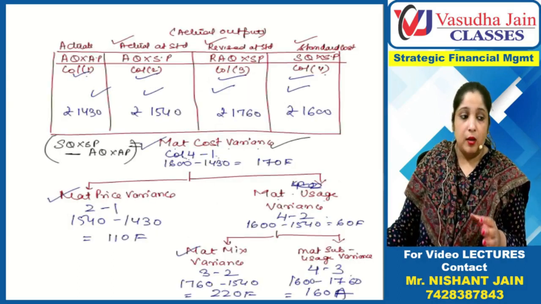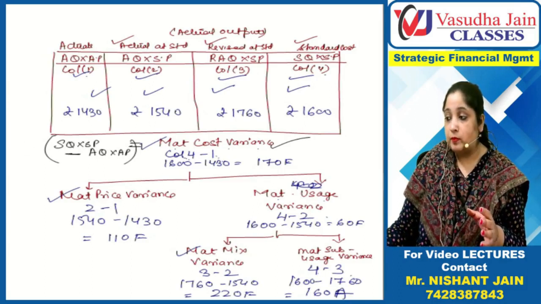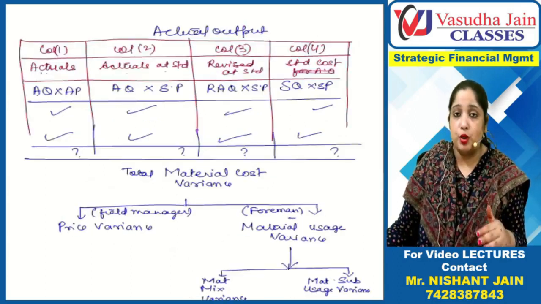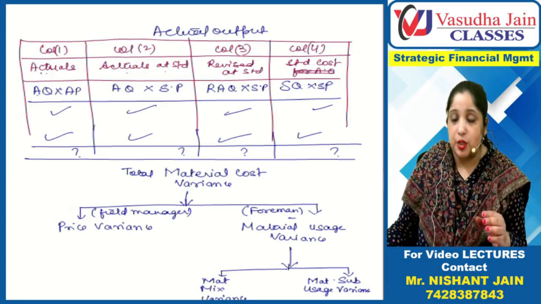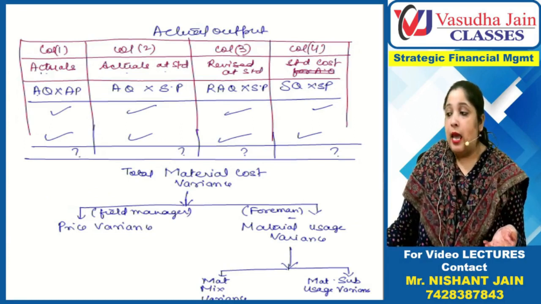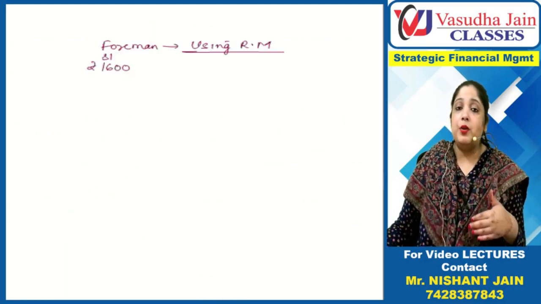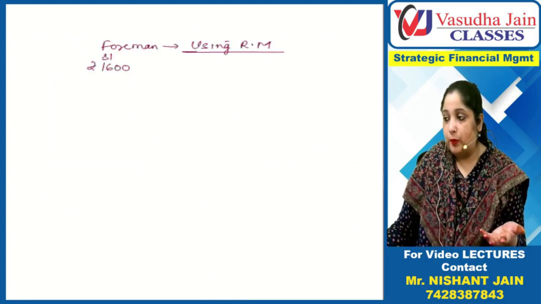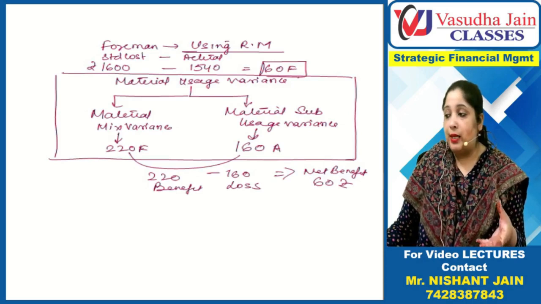Now, first of all, you have to write down everything. Now, the conceptual portion of material cost variance is finished. We will now do questions on this in the next part. And while doing the question, we will be considering the normal loss case also. First, we will focus on material cost variance.